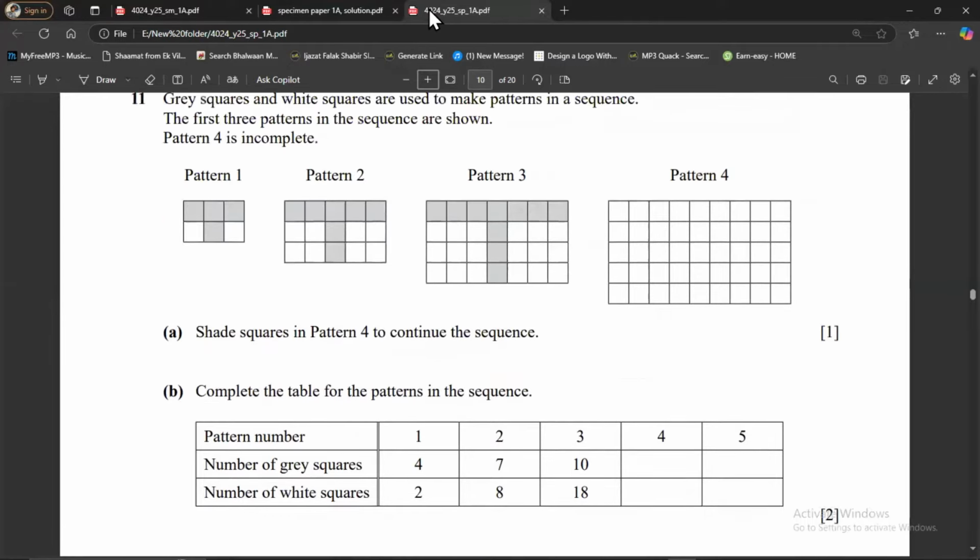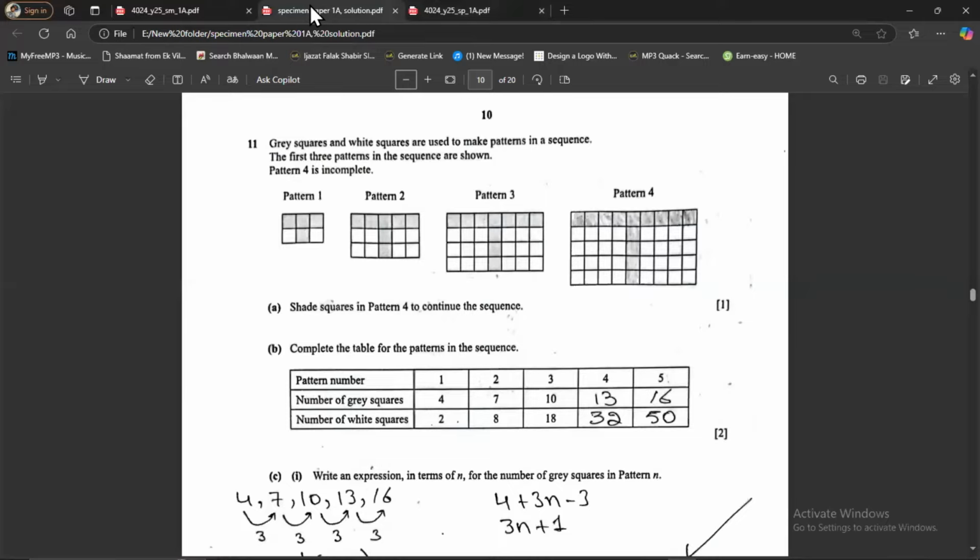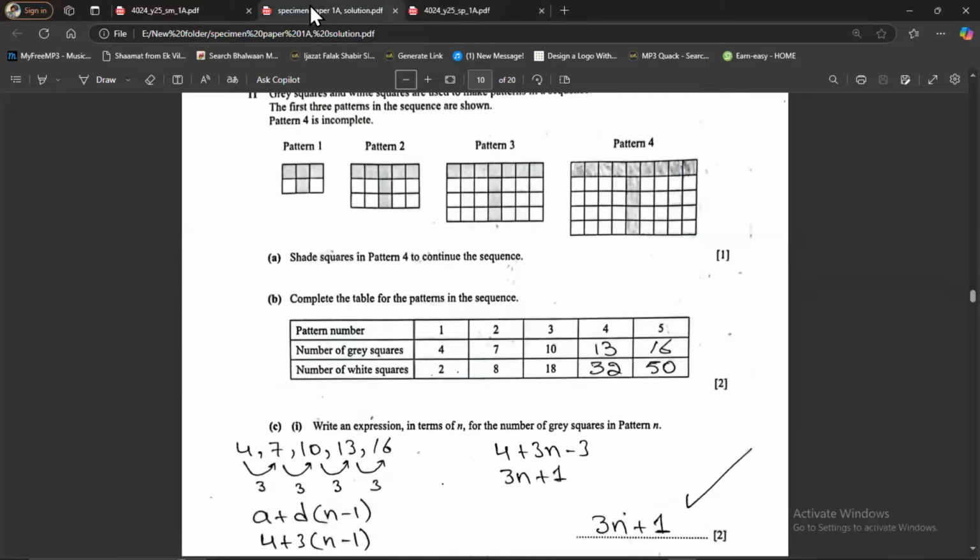So we can count the number of gray tiles and the number of white tiles. The gray tiles in pattern 3: 1, 2, 3, 4, 5, 6, 7, 8, 9, 10, 11, 12, 13. So the gray tiles are 13, and the white tiles are 1, 2, 3, 4, 5, 6... 1, 2, 3, 4. 4 fours are 16, 16 twos are 32. So there are 32 white tiles in pattern number 4.